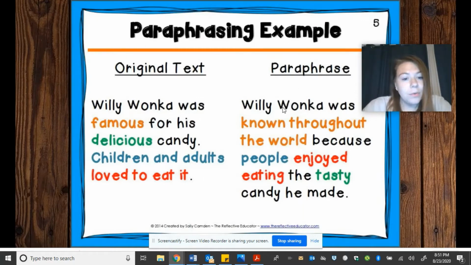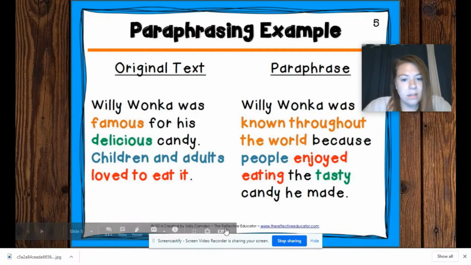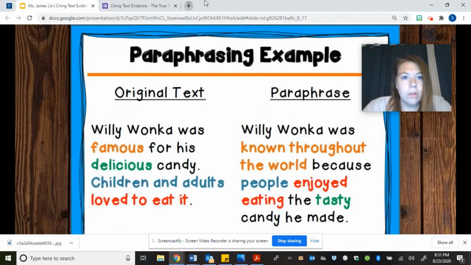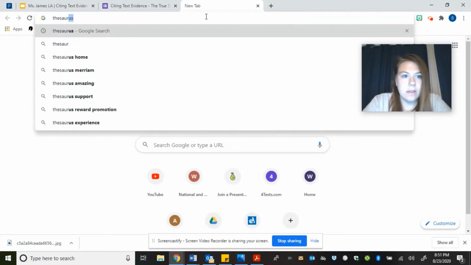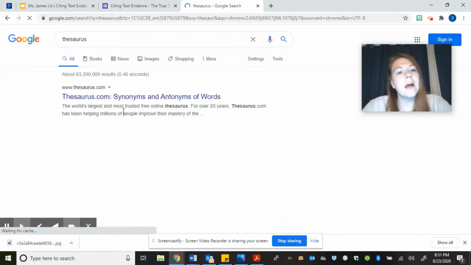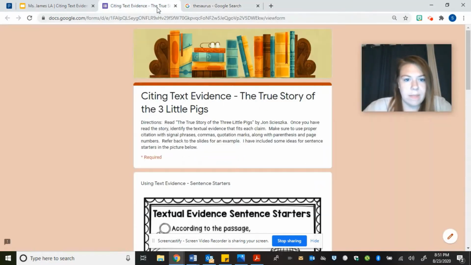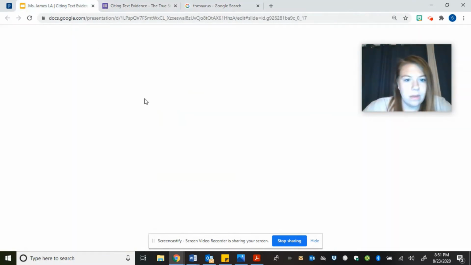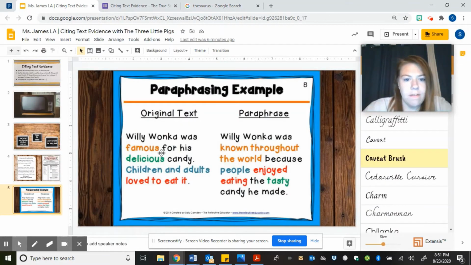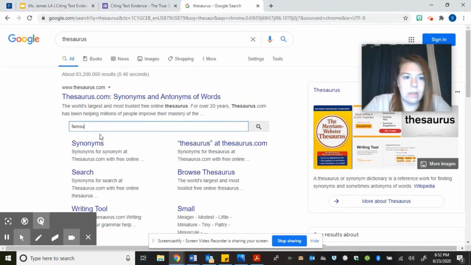Okay, so that's what paraphrasing is. Sometimes what I do is, let me show you really quick, I look up the thesaurus. And the thesaurus just lets you look up synonyms of words. And remember, a synonym is a word that's like another word. It means the same thing. So let's say from here, I wanted to change the word famous, right? So I might look up famous, and then in the thesaurus, it might come up as well-known.